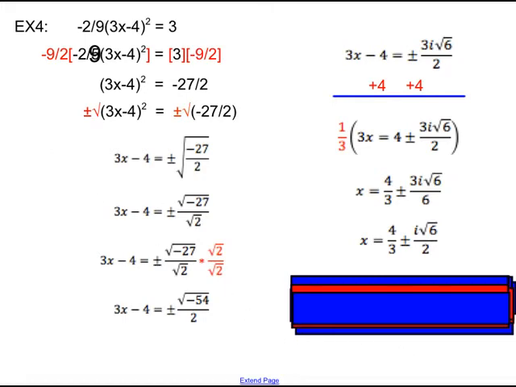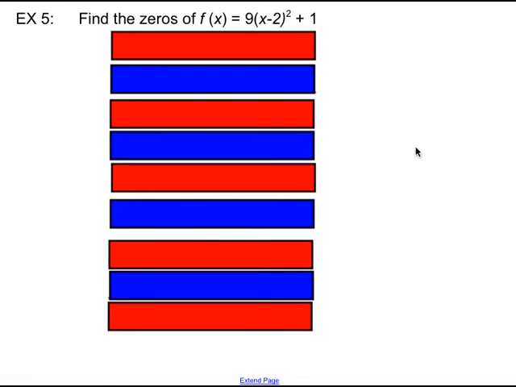One last example reminds us the meaning of zeros. Remember, zeros are your roots, which are your x-intercepts, which are basically solving for x. So if they give you a function, remember f of x is just the same thing as y. We can actually solve this math problem more than one way.